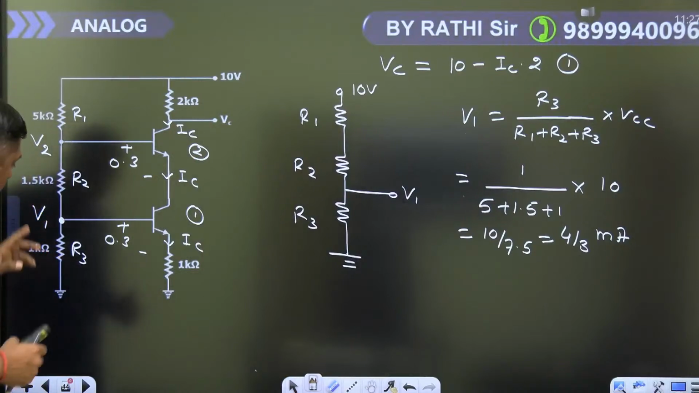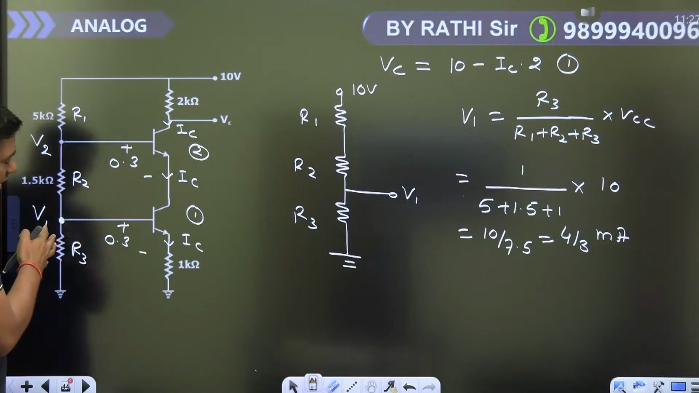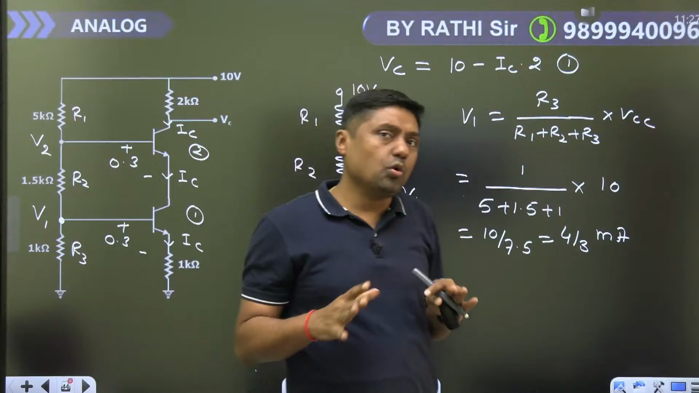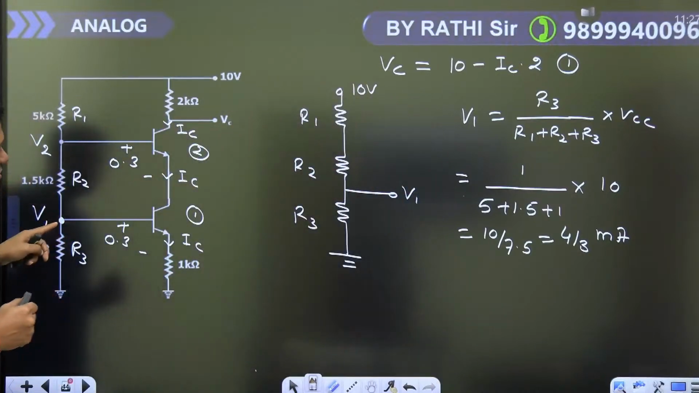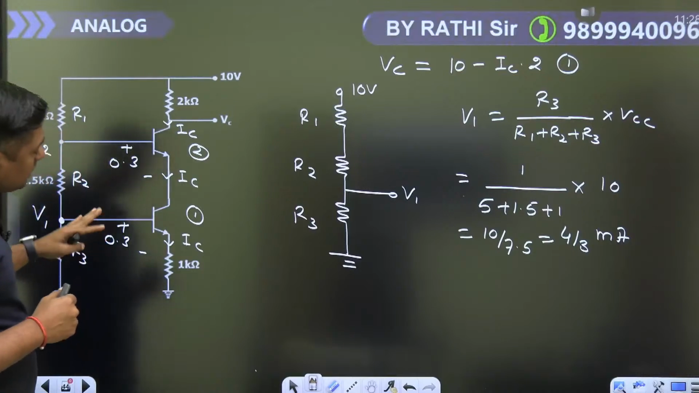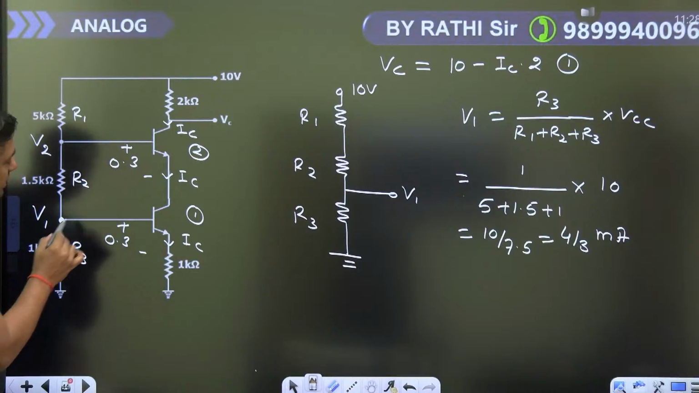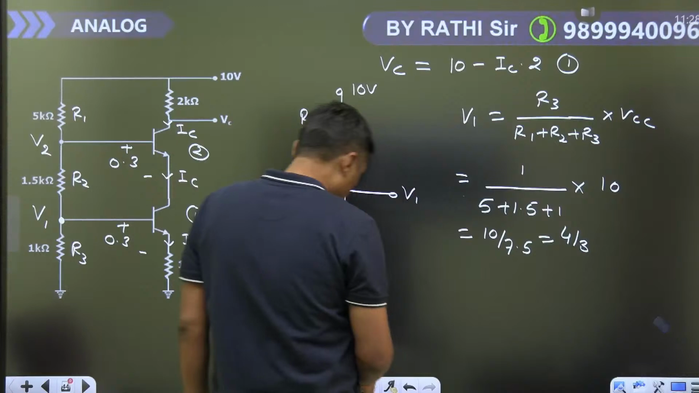Now, once you have the voltage at this point, no need to find the RTH. Why? Because the base current is negligible. Once you have the voltage at this point, what was the voltage? 4 by 3. This is not milliampere, that is the volt.